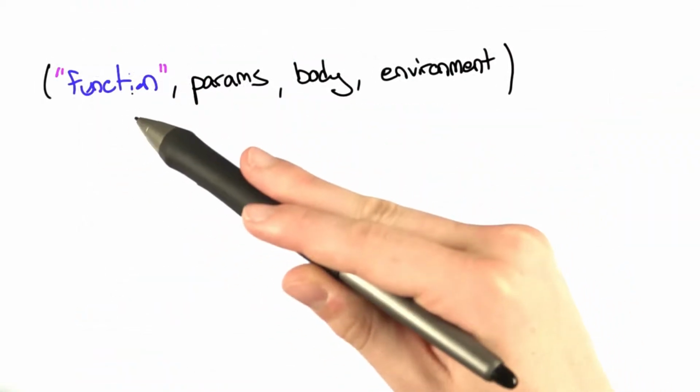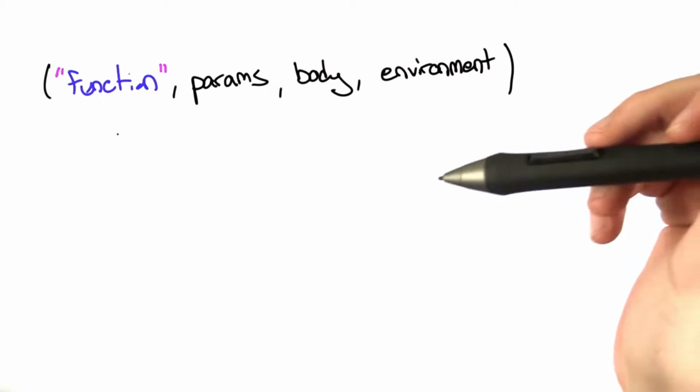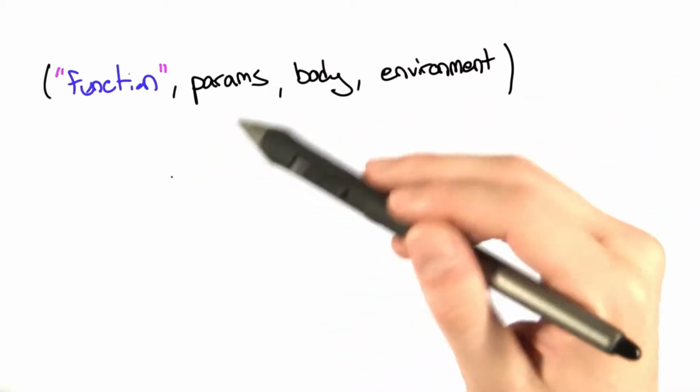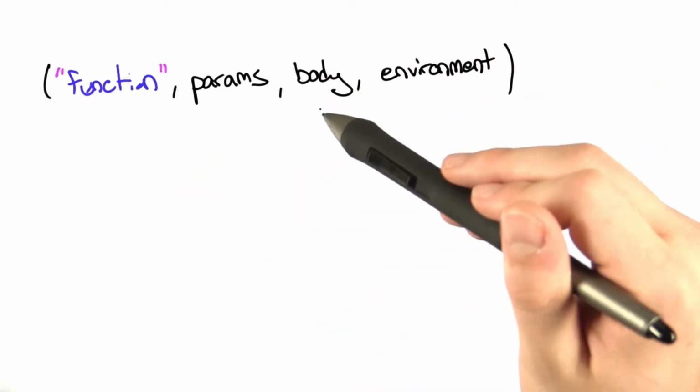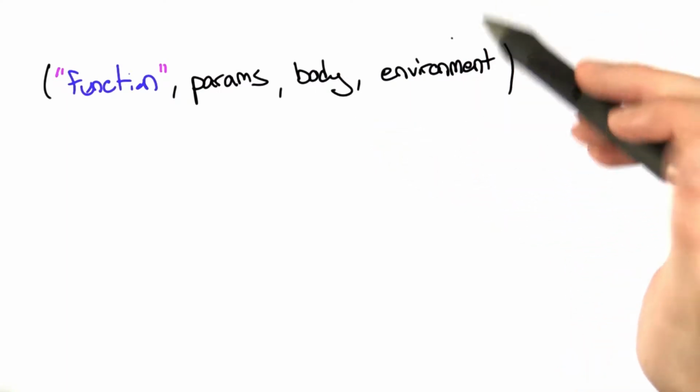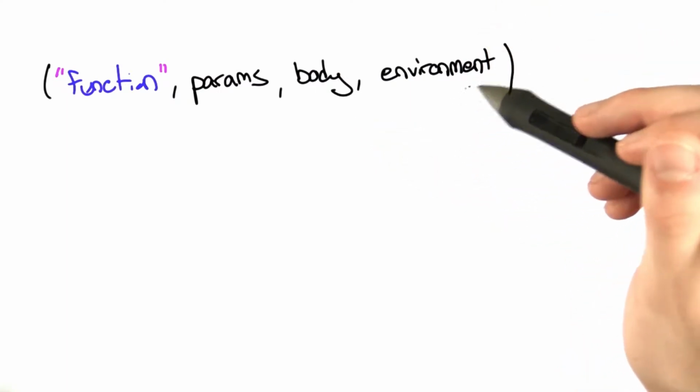If you recall the parsing for our JavaScript functions, the first element of the tuple is the string function, which says that this represents a function. The second is the parameters for the function. We then have the function body, which is just a sequence of statements. And then lastly, we have the environment for the function.